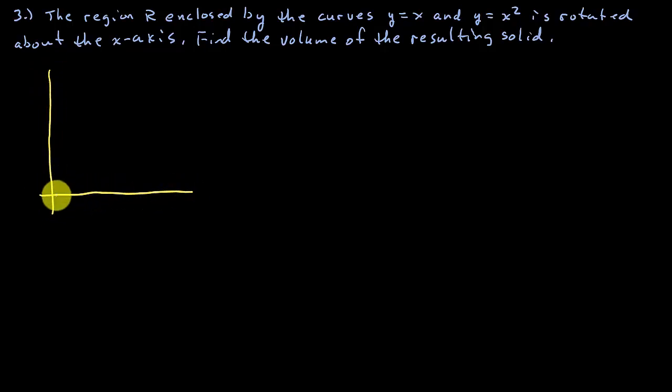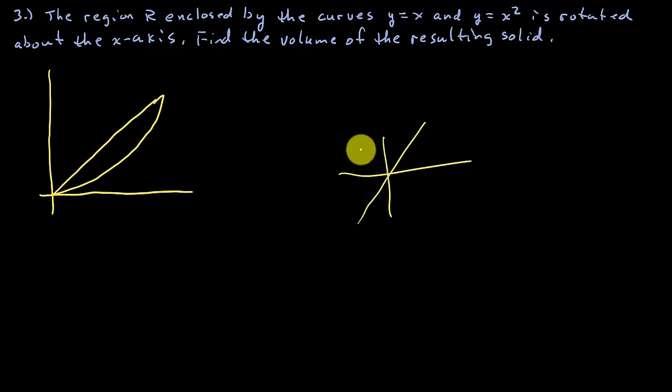And so we have y equals x. Okay, that's the straight line. And we have y equals x squared. Now, I know that these graphs go like this and like this, right? But we're only interested in the region that's enclosed by the two graphs, which is just this part. And so that's why I'm only drawing that. Okay. So now we're revolving about the x-axis, so we need to draw in our rectangle.